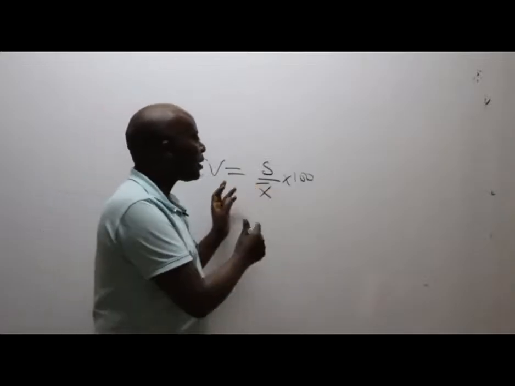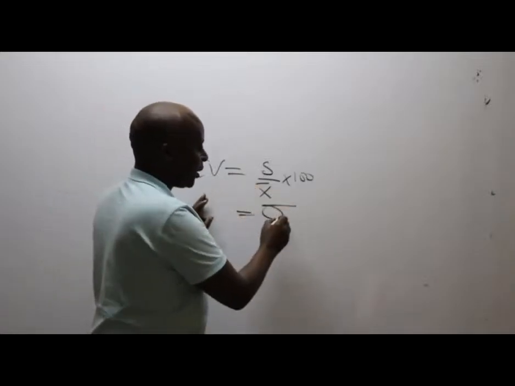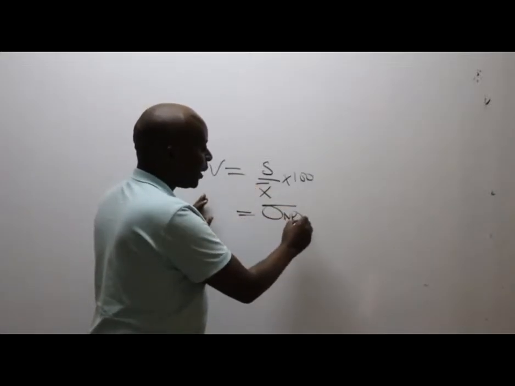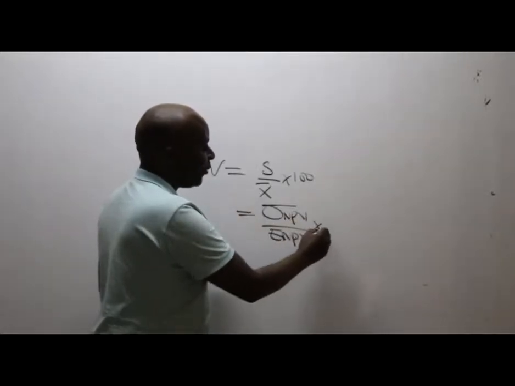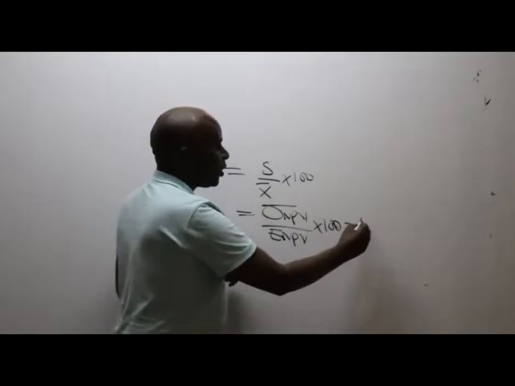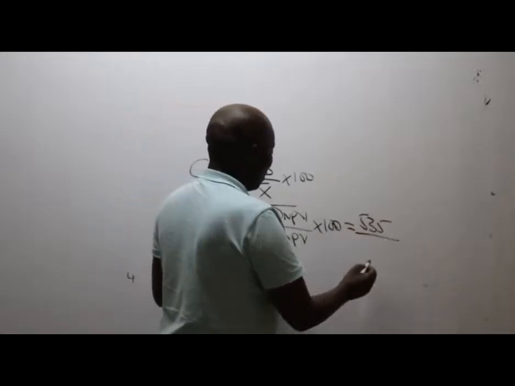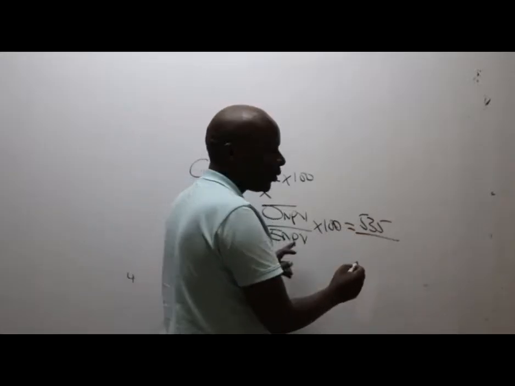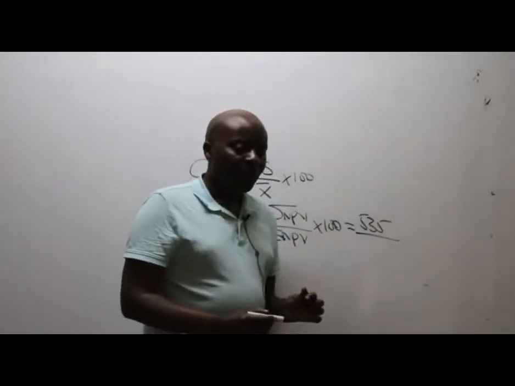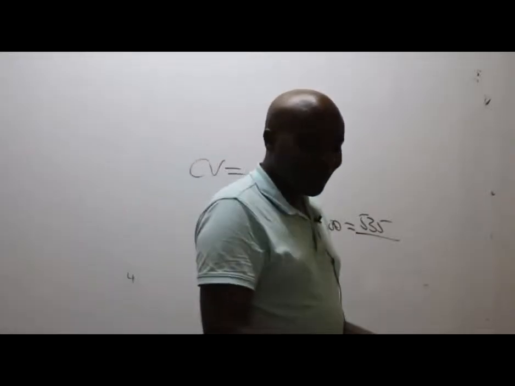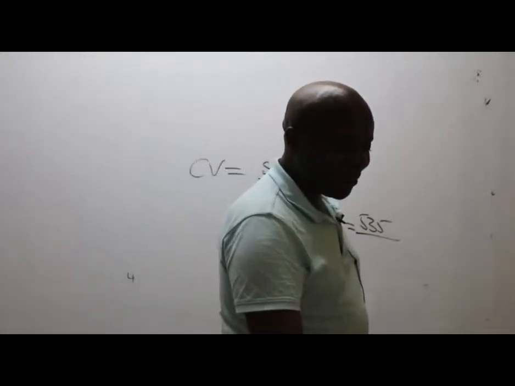So this S stands for what here? Standard deviation, right? So the standard deviation of our NPV over X bar, our expected net present value, times 100. So this, you gave me 535 all over the expected net present value. What was the expected net present value?